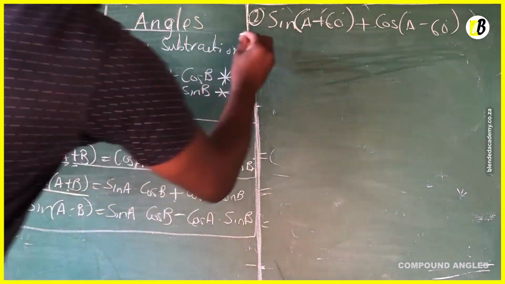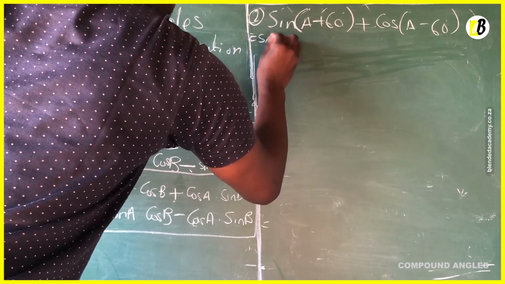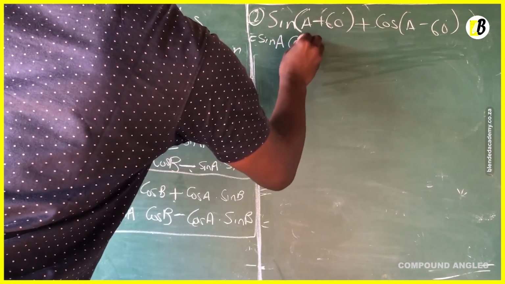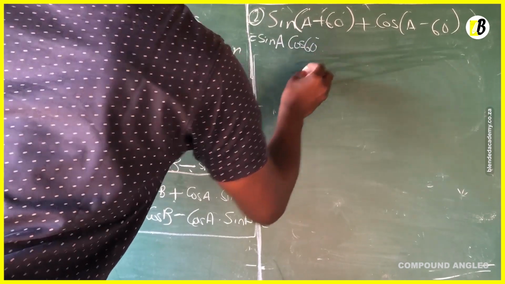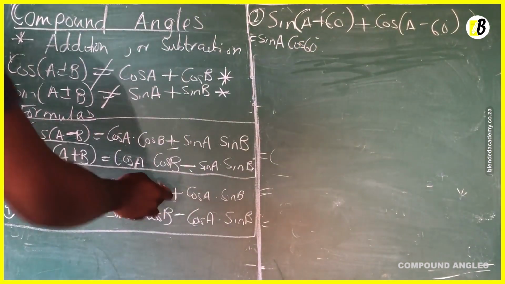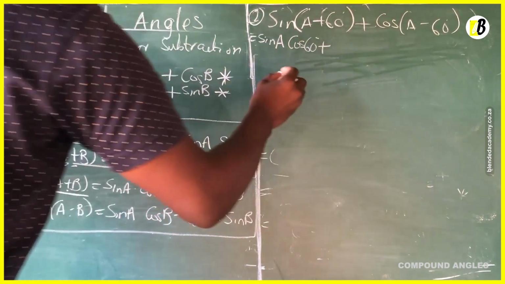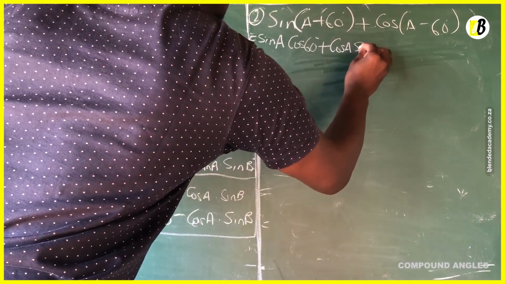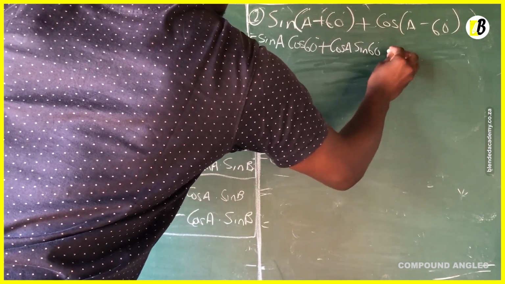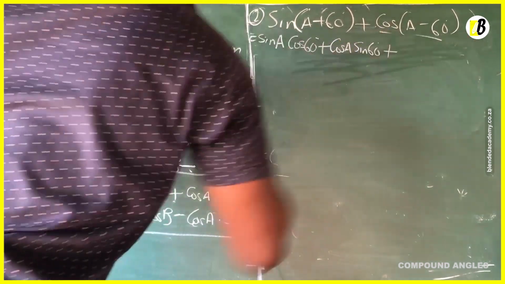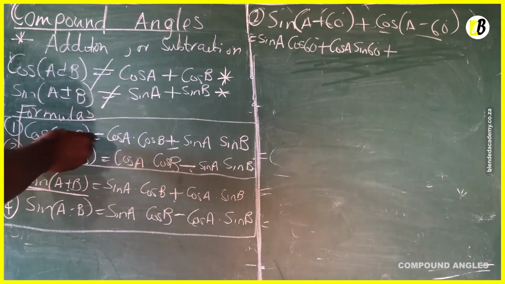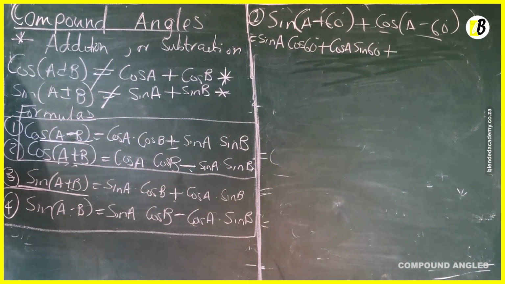So it's going to give us something like sine A multiplied by cos 60, and then with sine, the sign doesn't change, so it's going to be a plus cos A multiplied by sine 60, plus this second function now. That's going to be what? Cos of A minus B, which is in the first formula. So we're going to use the first formula.